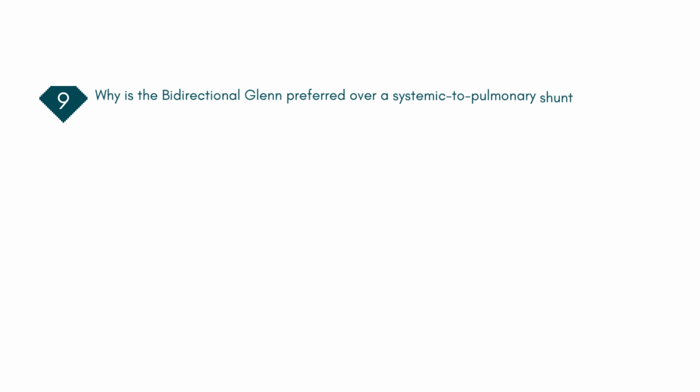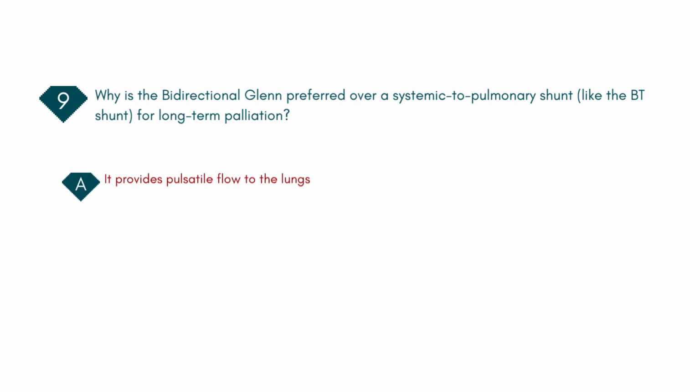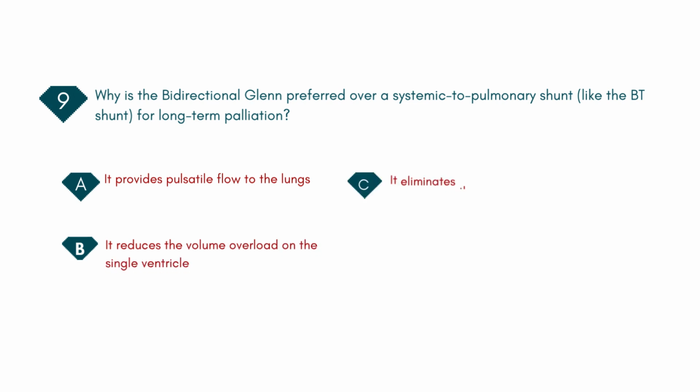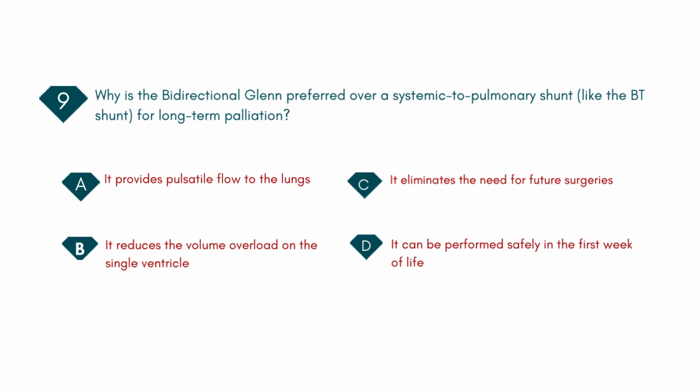Why is the bidirectional Glenn preferred over a systemic to pulmonary shunt, like the BT shunt, for long-term palliation? A. It provides pulsatile flow to the lungs. B. It reduces the volume overload on the single ventricle. C. It eliminates the need for future surgeries. D. It can be performed safely in the first week of life. Answer, B. It reduces the volume overload on the single ventricle.